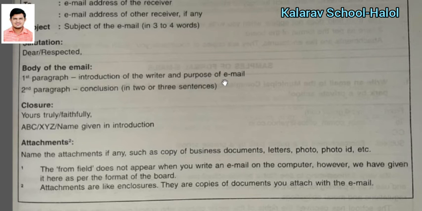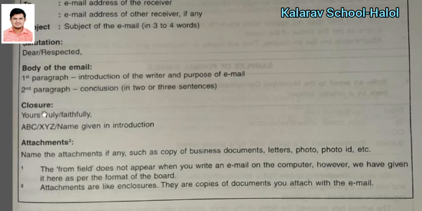Okay, paragraph 1: who is writing this email. There is an introduction you have to mention here firstly, and what was the purpose behind writing that letter or email, that you have to write down in paragraph number 1. In the second paragraph, conclusion. This conclusion you must write in 2 or 3 sentences only. In 2 or 3 sentences you can write about the conclusion of the email.